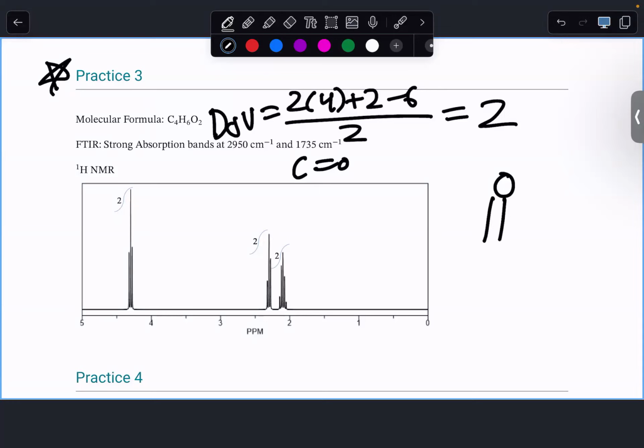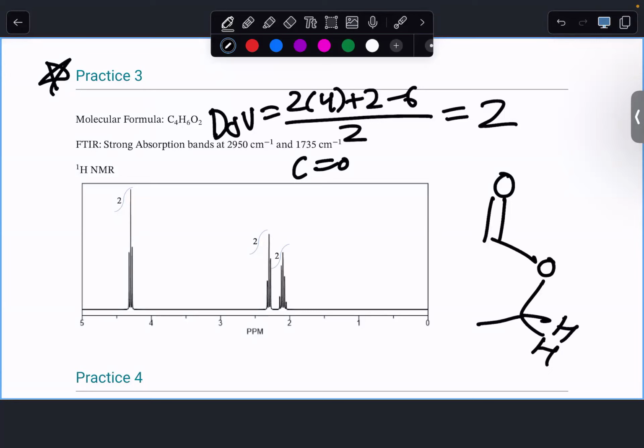And if this is around 4, what does that tell us? Like what is it next to? Yeah, it could be next to oxygen, right? And I'm going to guess it's an ester because we have 2 oxygens and a carbonyl right there. So I'm just going to put that oxygen right there. Let's say these 2 hydrogens right next to that oxygen are these 2 hydrogens right here, which is why it's deshielded.